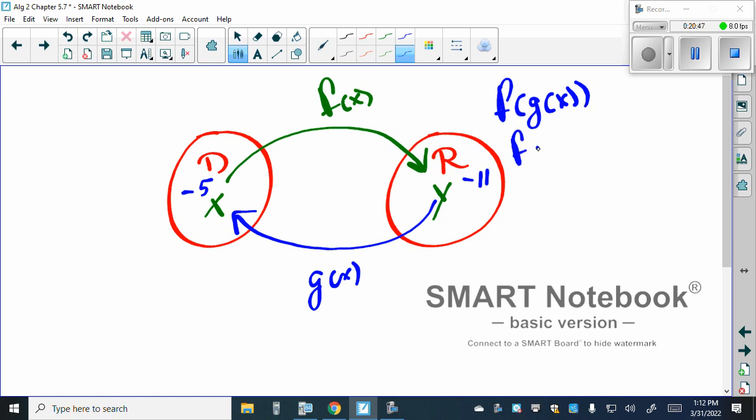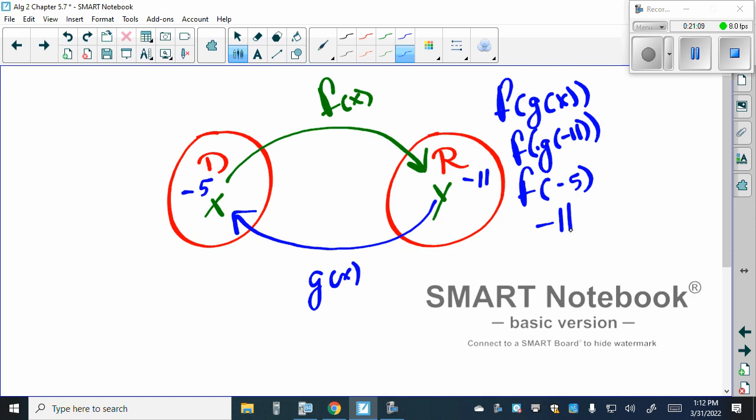So f of g of negative 11. Well, as we saw the other day, negative 11 took me to negative 5. So we're saying f of negative 5. Well, what is f of negative 5? It is negative 11. I ended up back where I started, yes?